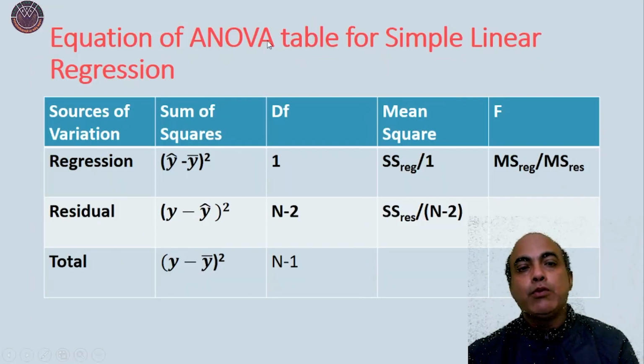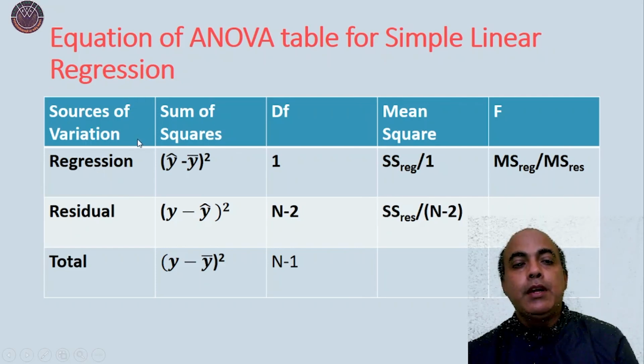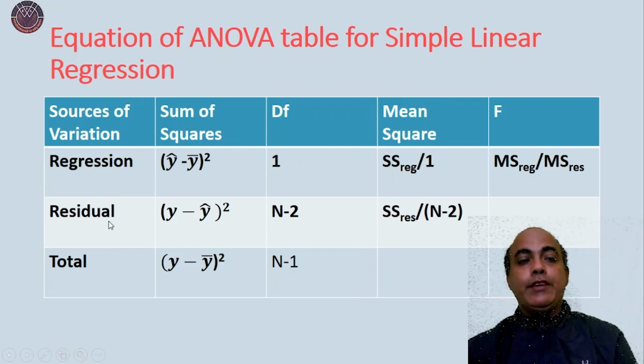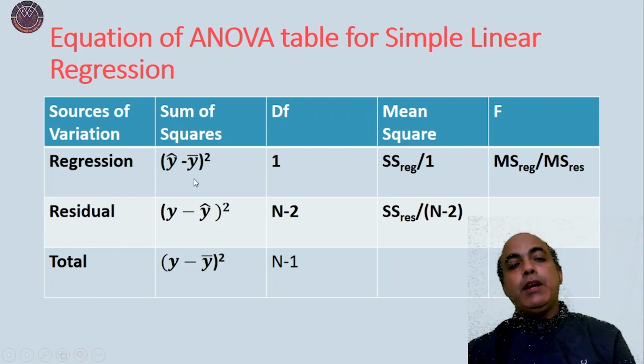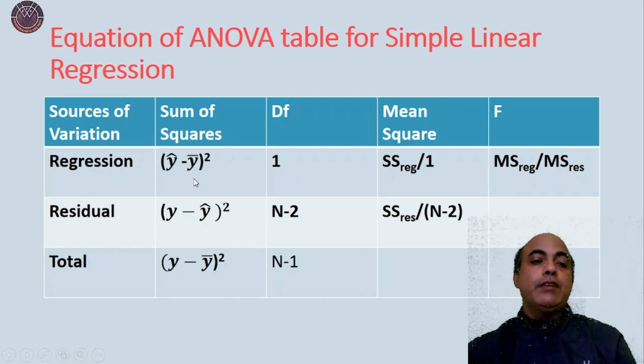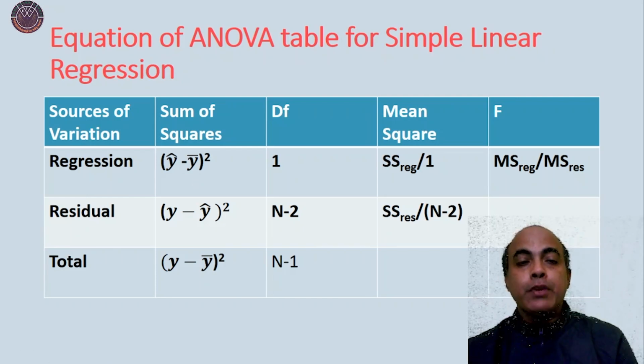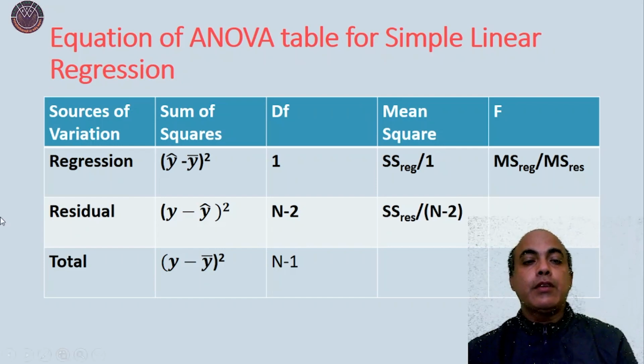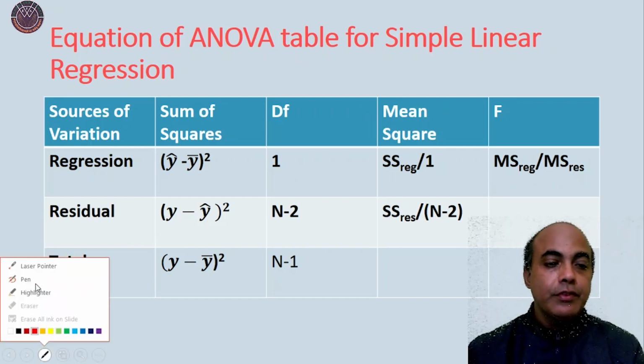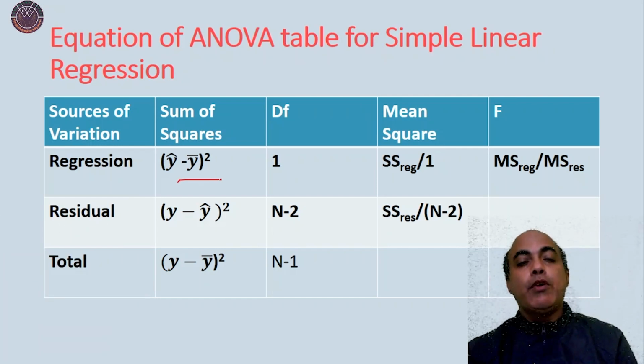Now we have got the equation of the ANOVA table. This is the same as in the previous example. We have got the sources of variation: regression, residual, and total. We try to decrease the residual so that the predicted values will be close to the observed data. So the sums of squares, we have already found out: regression sum of squares, residual sum of squares, and total sum of squares.